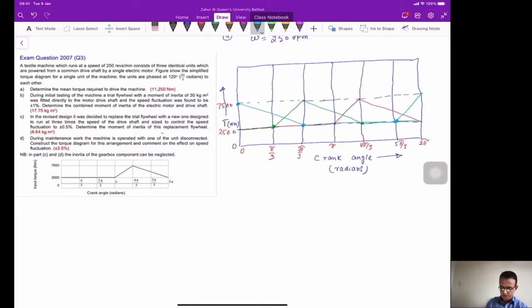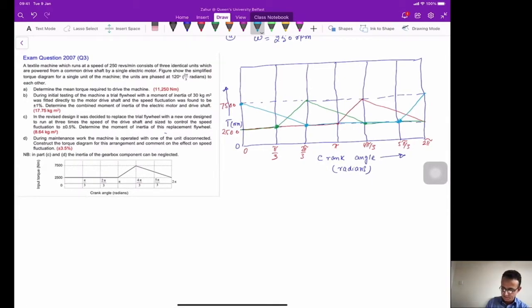Obviously this is the input to a textile machine. So this is the input torque, not the output torque. As you can see, this is the overall torque diagram for the three units. Now we need to draw the overall single torque diagram from these three diagrams, which you can even do in the same figure here. So in the same figure, let us expand this a little bit.